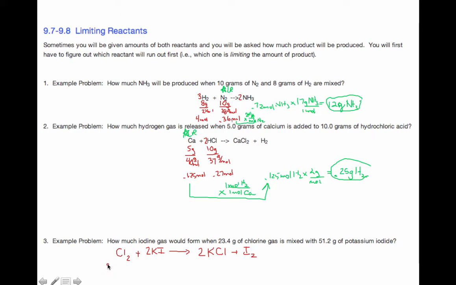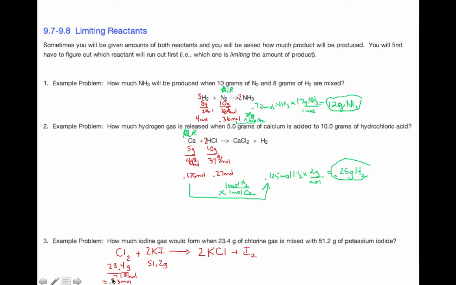Alright, so now we have a balanced chemical reaction equation, and we are told that we have 23.4 grams of this and 51.2 grams of this. Okay, so we get to moles to be able to make a comparison. You can't look at grams and make a decision because atoms have different masses. We need to get to a common base of moles. Well, Cl2 is approximately 71 grams per mole. So that ends up being 0.33 moles.